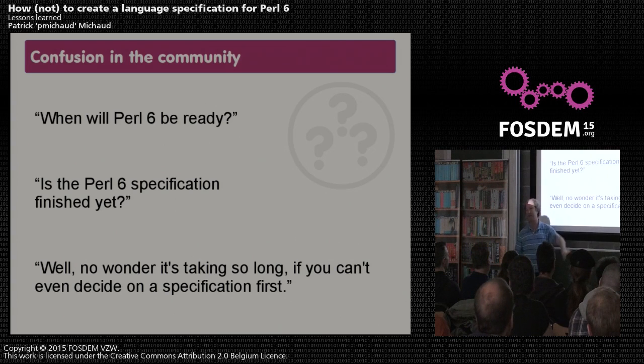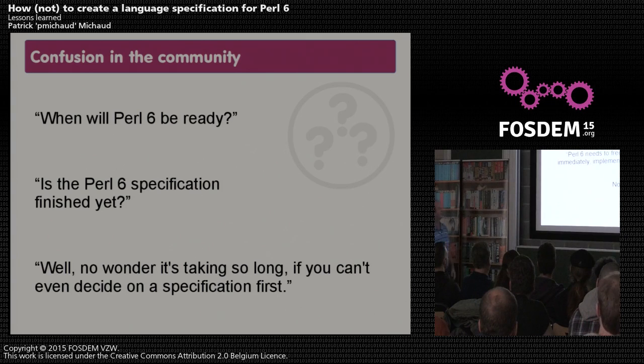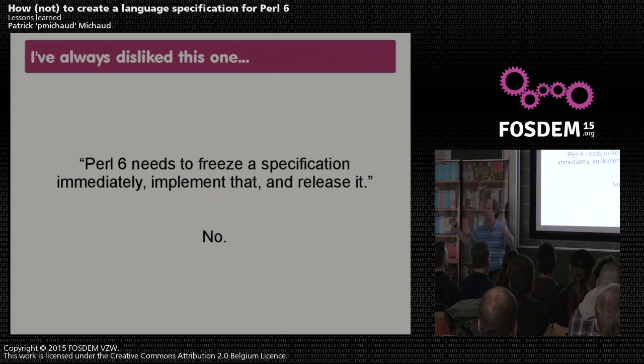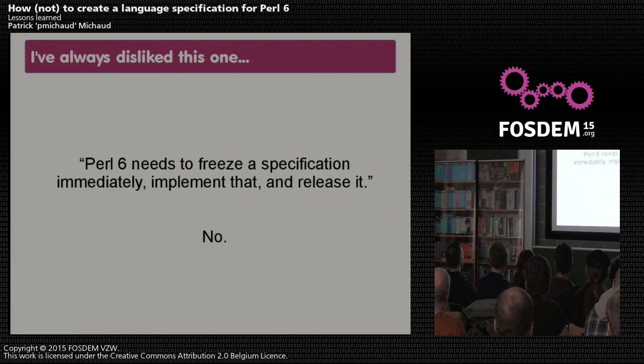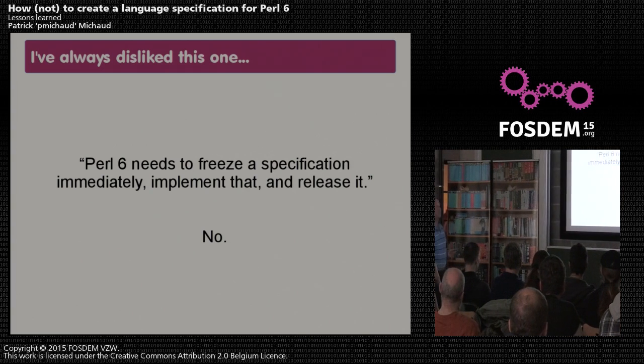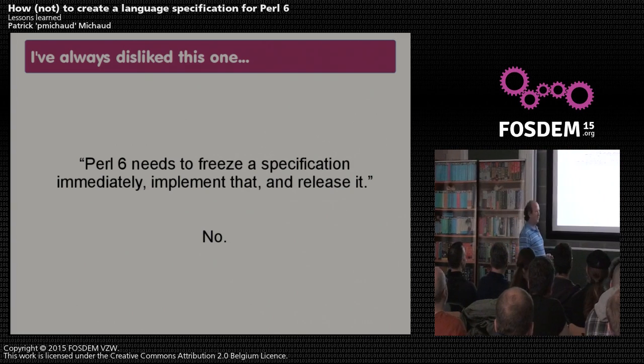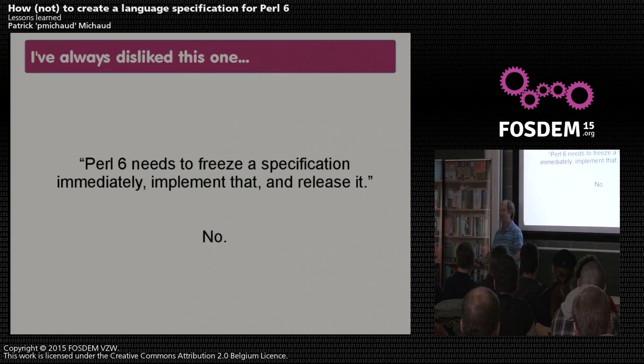If you can't even decide on the specification, they say there's no way you'll ever get to an implementation. And then it comes to my least favorite question in talking about Perl 6, or comment, that I will hear from somebody. They'll say, Perl 6 needs to freeze the specification right now, implement that, and then release it. To which my answer is no. That would be the wrong approach. But I cannot tell you how many times I've heard this in conversations about Perl 6, where very well-meaning people will say, the answer is to freeze the spec, implement it, release that, and then all of our problems will be solved.